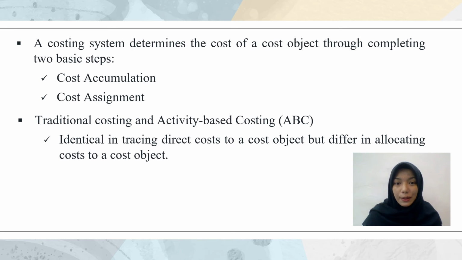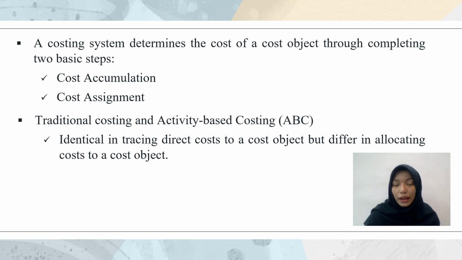A costing system determines the cost of an object through completing two basic steps. The first one is cost accumulation and the second one is cost assignment. Cost accumulation means collecting cost data in an organized way through an accounting system. The accumulated costs are then assigned to the cost object through tracing, which is for direct costs, and allocation, which is for indirect costs, which are also called overheads.